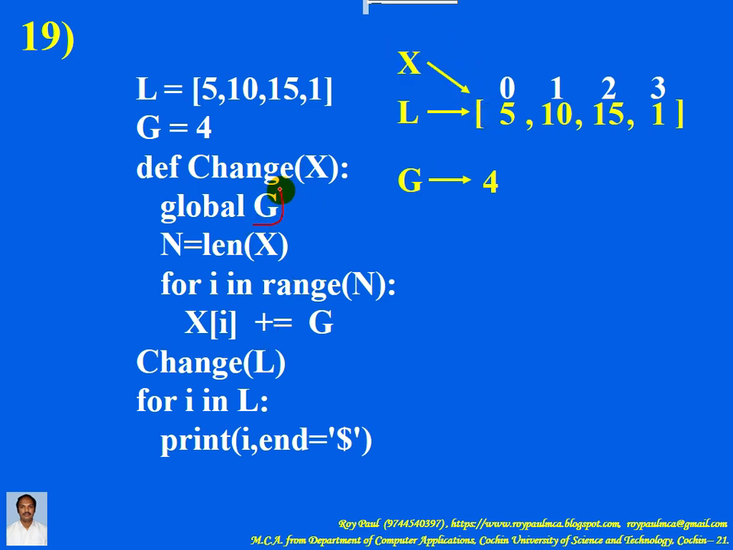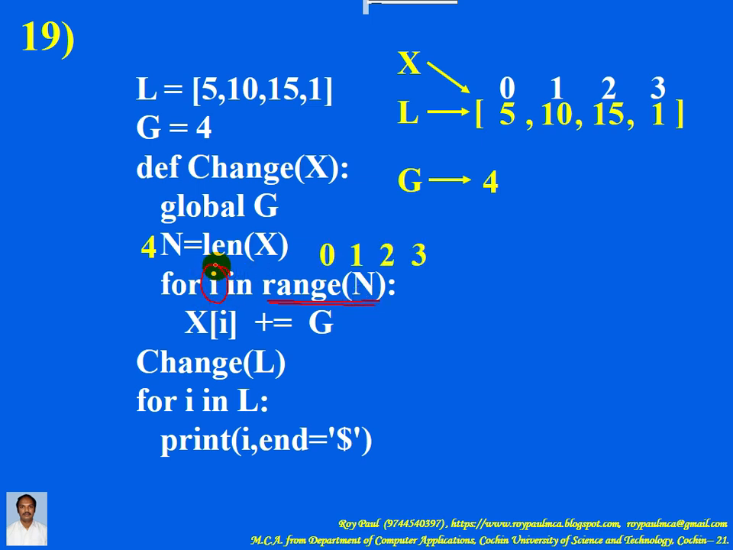Now G should be taken as global variable G. Length of X. How many elements are there in X? 4 elements are there. So your variable N contains 4. Now range N. N is 4. Range 4. By default, 4 is taken as a second argument, and by default 0 is the first argument. So range 4 means it is actually range 0, 4. You get 0 to 3.